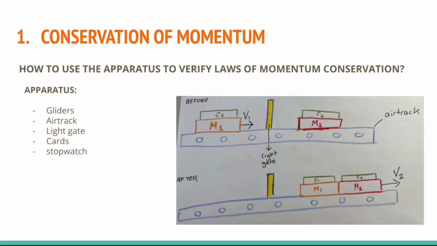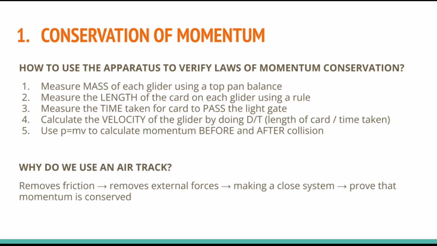So this is a common question that can be asked, where it asks how to use the apparatus to verify laws of momentum conservation. The apparatus include gliders, air track, light gate, cars, and a stopwatch. So look at the image carefully and you can decide how exactly you can verify the laws of momentum conservation. You should answer like this.